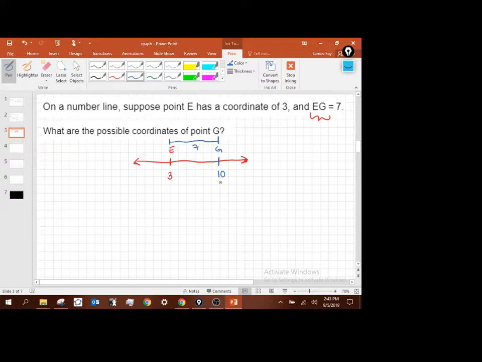And the people that missed this question had that as one of their options. But it says, what are the possible coordinates? Okay, that's not the only answer. Nothing in this question states that we had to go to the right. Could I have started at E and worked 7 units that direction? So that would be a point there, right? What would be the coordinate of that point right there? 7 units to the left of 3. -4. Okay? So those are the two coordinates then that we're looking for in that particular question.